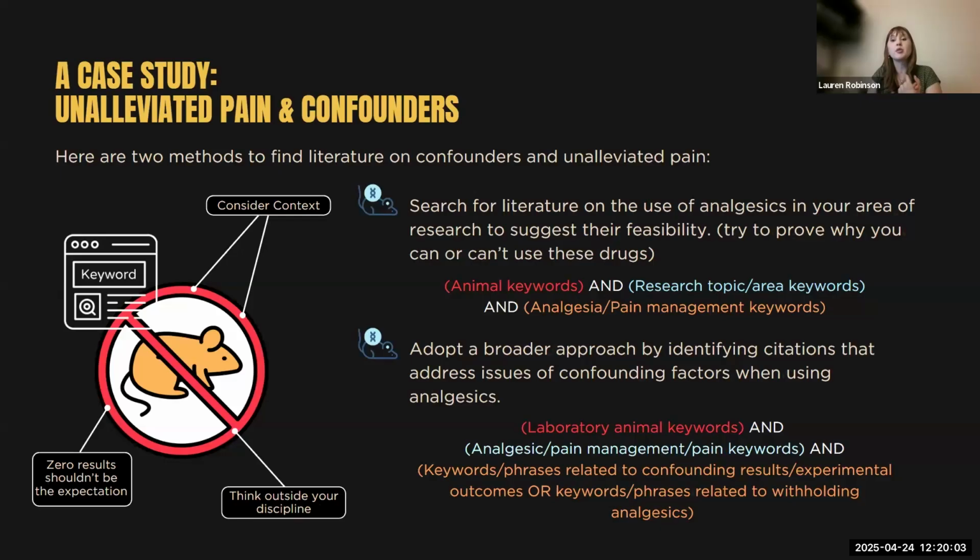The second alternative is to adopt a broader approach. This is the way I personally felt is probably the best way to do it, and I probably provide teams I'm working with both of these searches because they fill separate gaps in answering this question. The second one adopts a broader approach by identifying citations that address issues of confounding factors. Instead of using mice, you're going to use laboratory animal keywords, like animal models or laboratory animals. Then you would add your pain management keywords, your analgesics, and then your phrase for confounding results in experiments. This could be not just pain; that's just the example I'm using. There could be other confounders you're looking at and trying to prove that something is a confounder. You can put that in here.